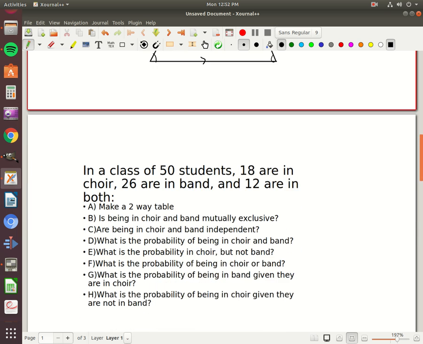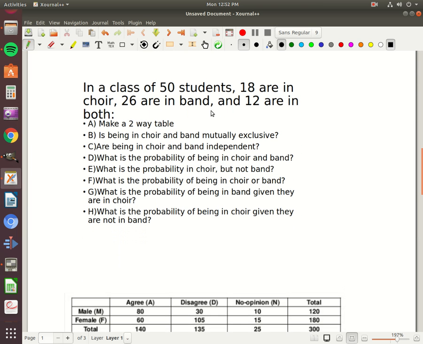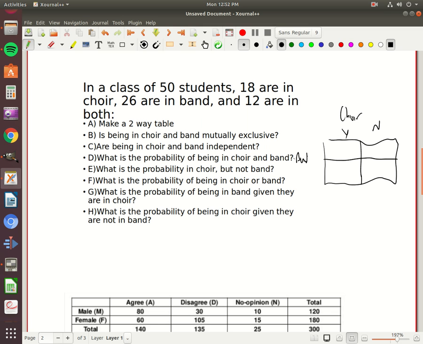All right, in a class of 50 students, 18 are in choir, so we'll just sort of make our table. Oh boy, that looks amazing. So we'll say choir, yes, no, and we'll say band, yes, no. 50 students, so that's going to be 50 down there. 18 are in choir, doesn't say anything about band. 26 are in band, doesn't say anything about choir. 12 are in both. Again, I hope you guys are pausing these videos and solving these things as you go.